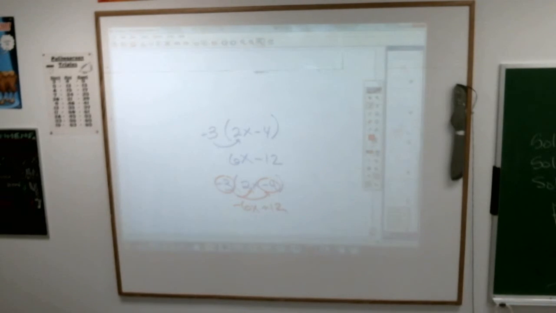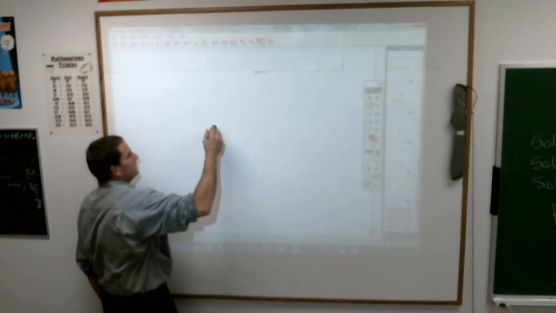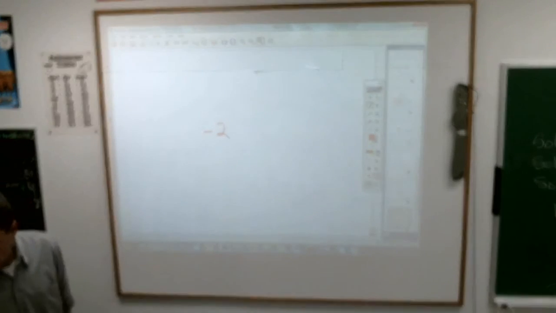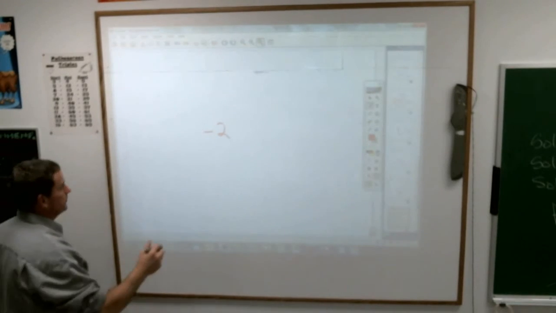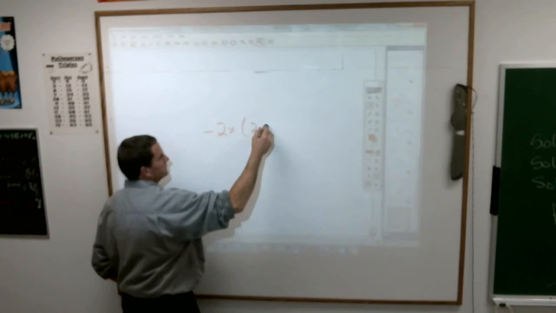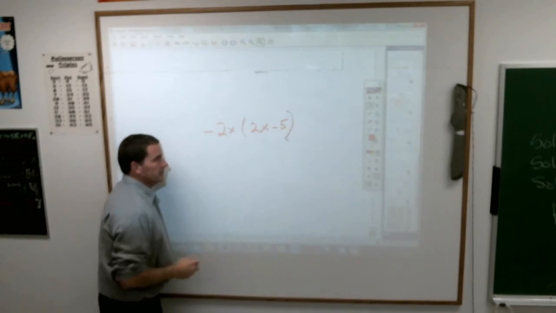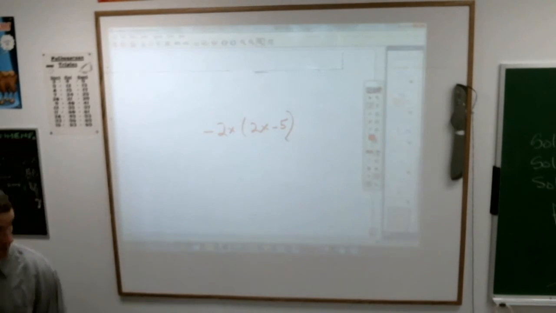Let me see what else they give us here. One more of those. Negative 2x times, in parentheses, 2x minus 5. Tell me what you get for an answer for that. Is this the distributive property? It is the distributive property, and it is multiplication in the distributive property. Which one do I distribute, this one or that?